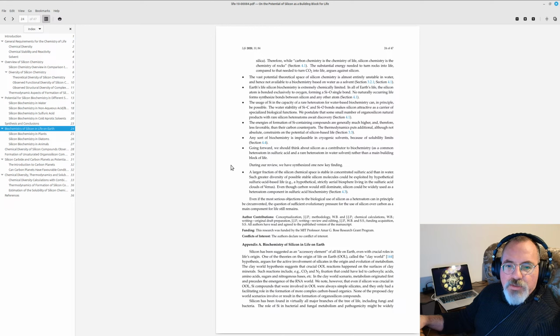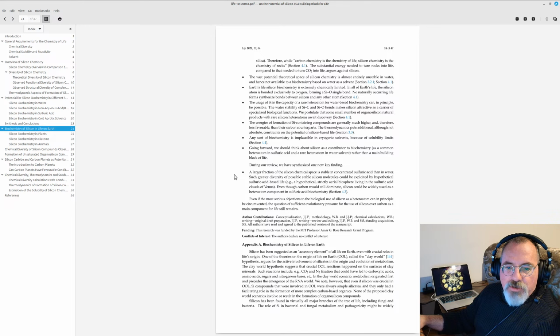During our review, we have synthesized one new key finding. A larger fraction of the silicon chemical space is stable in concentrated sulfuric acid than in water. Such greater diversity of possible stable silicon molecules could be exploited by hypothetical sulfuric acid-based life. For example, a hypothetical strictly aerial biosphere living in the sulfuric acid clouds of Venus. Even though carbon would still dominate, silicon could be widely used as a heteroatom component in sulfuric acid biochemistry.